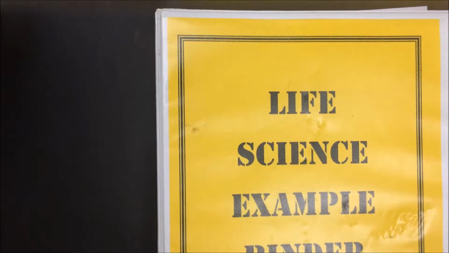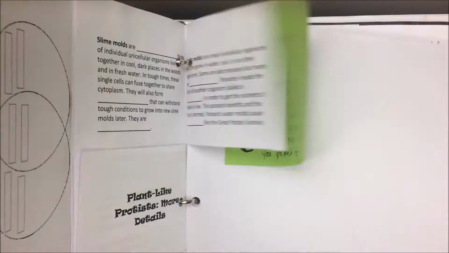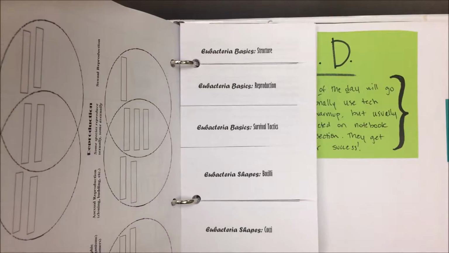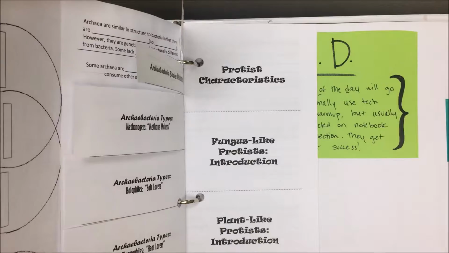Alright folks, let's go over what you need to study for your unit test on bacteria, archaea, and protists. We have two sets of foldable notes for this unit. We have our bacteria and archaea foldable, the one with lots of flaps.